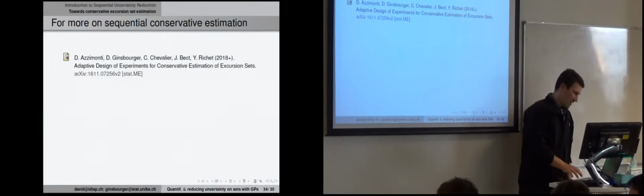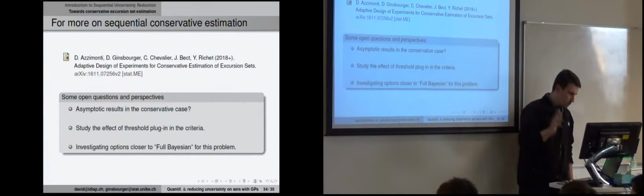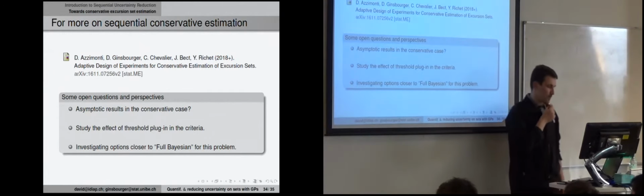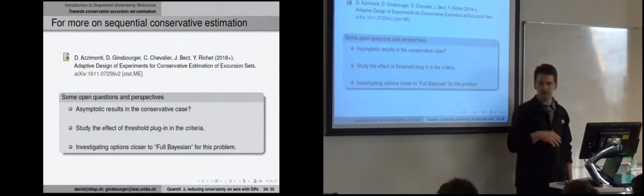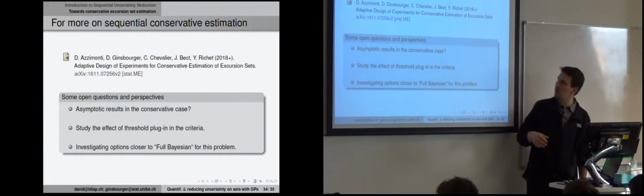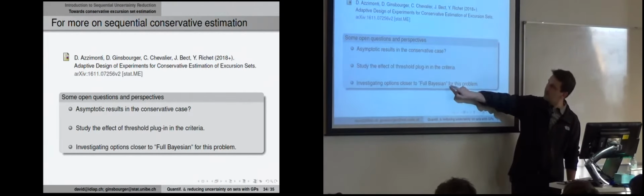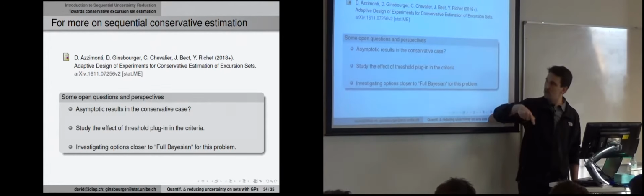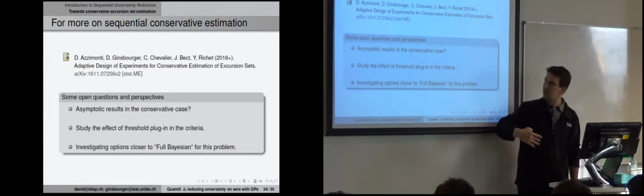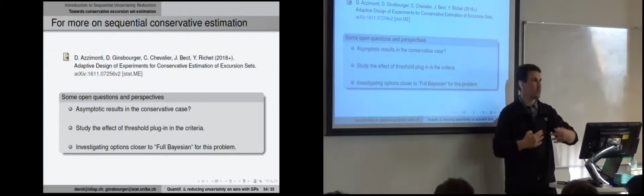This is a paper that is in revision at the moment. We don't have any asymptotic results. The conservative case is a bit more complicated, not only because of the parameter estimation. There are some tricks that we use, and probably one perspective is to make it fully Bayesian. Here we estimate the covariance parameters, and at every step we treat them as fixed.